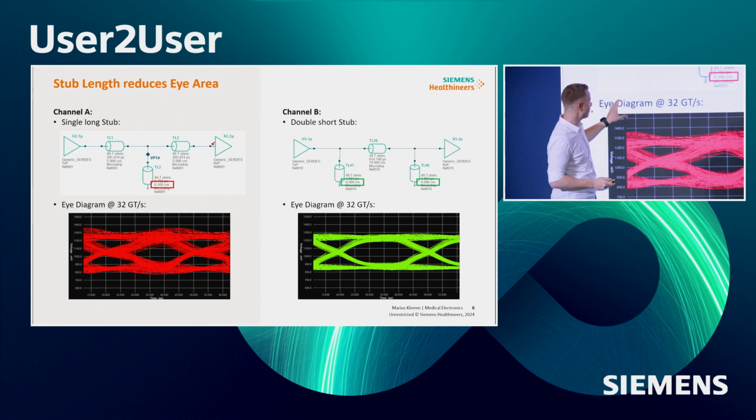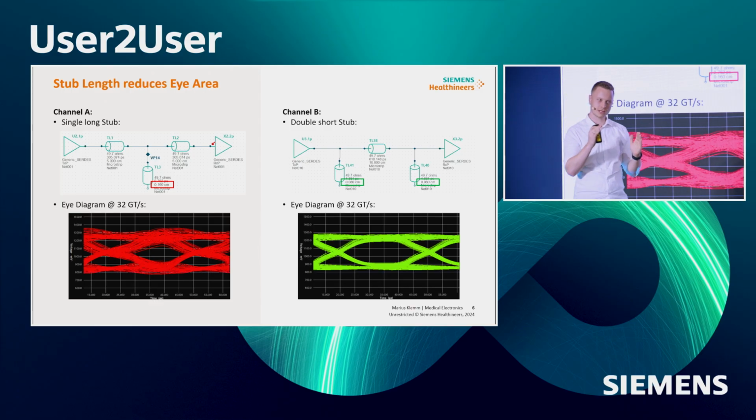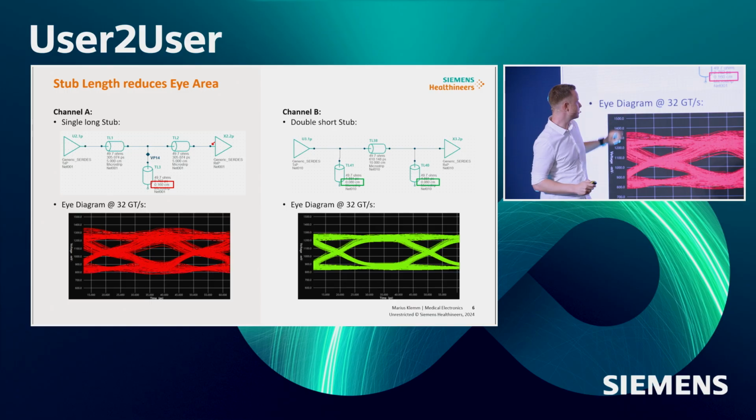And what we see here on the left is a single stub, but it's long. On the right, we see two stubs, but they are shorter. They are half the size. And what we see is the single stub is more critical to the eye density or to the eye area than if you have two stubs, but with a smaller stub length. And this is quite interesting.